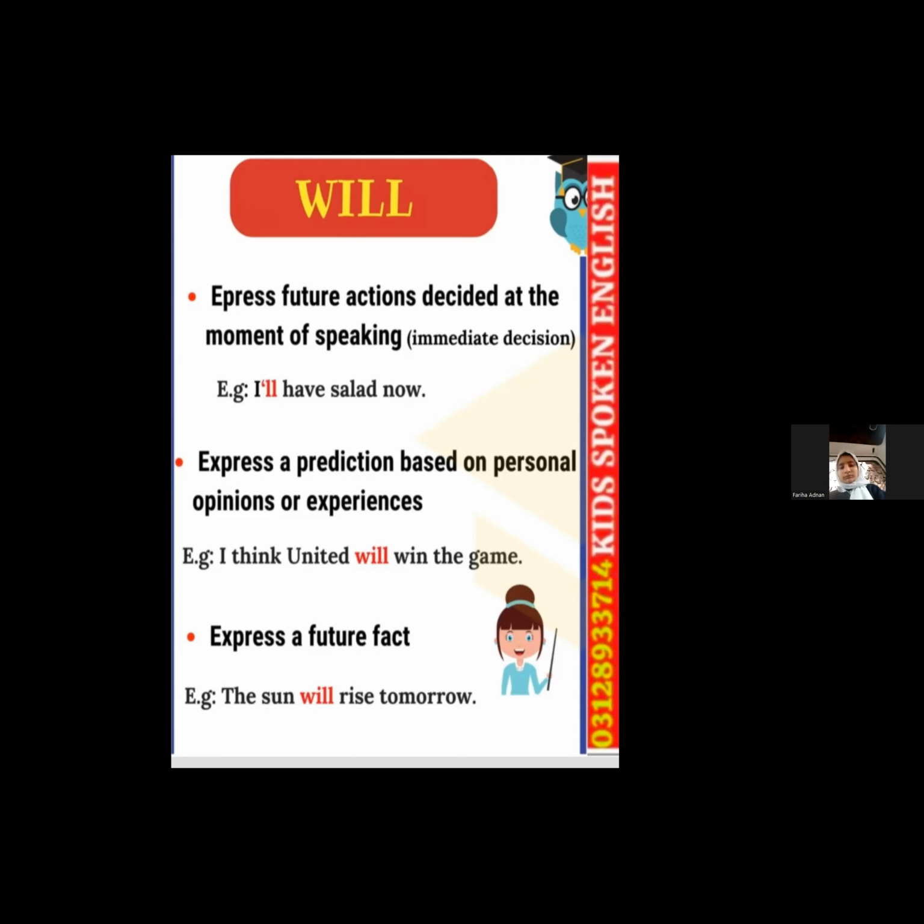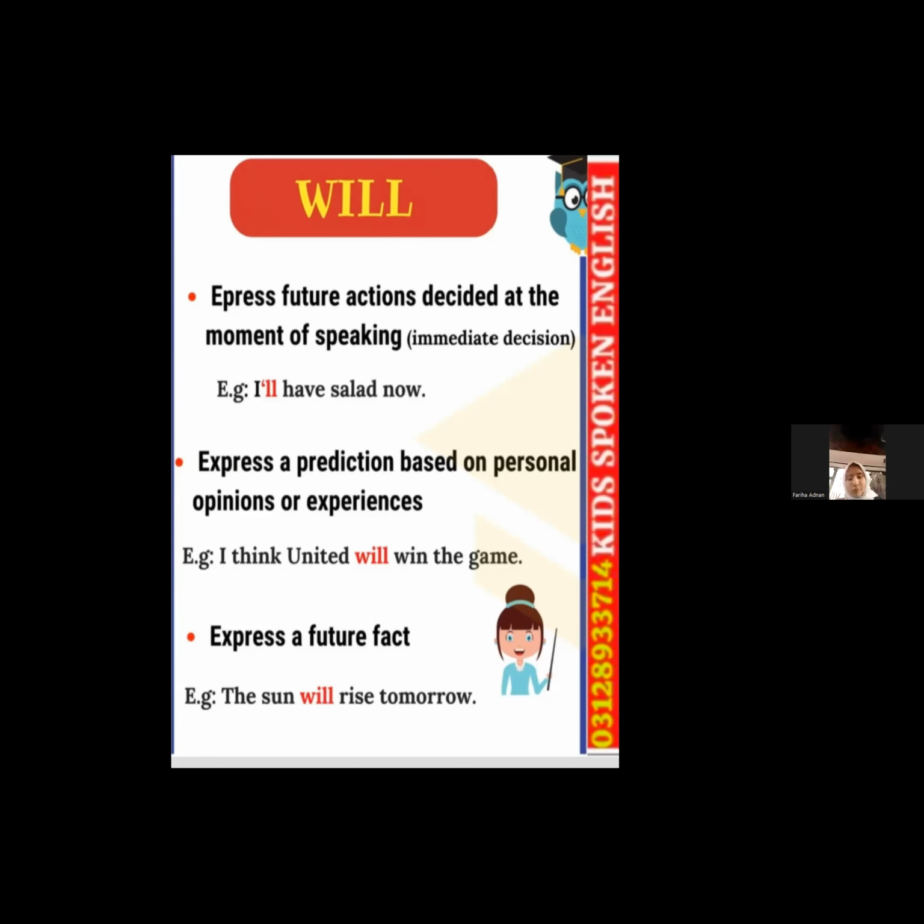And simple future tense ka jo helping verb hai, wo hai will. Okay? So, aapko subject ke saath will lagana hai and the first form of verb will come. As you can see, I will have salad now. Okay?